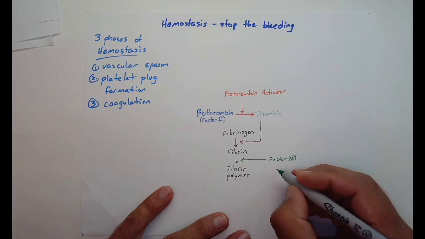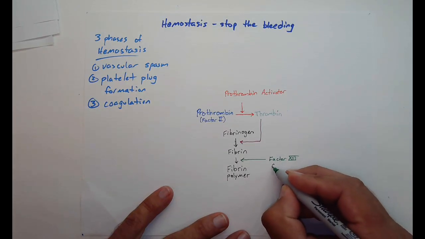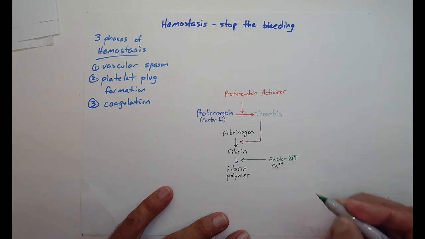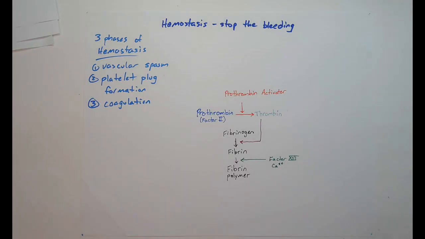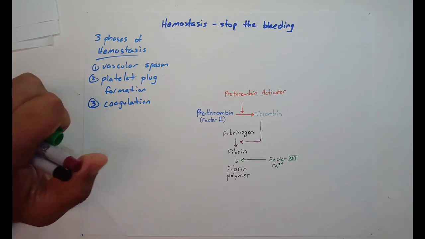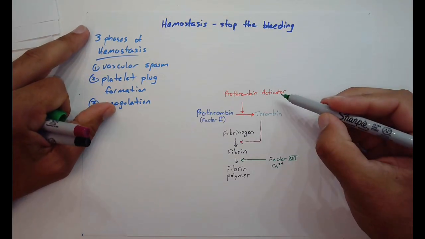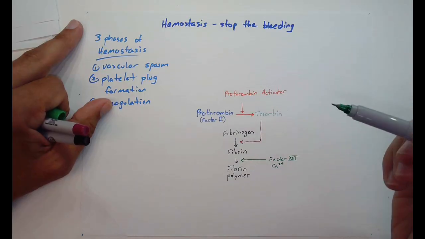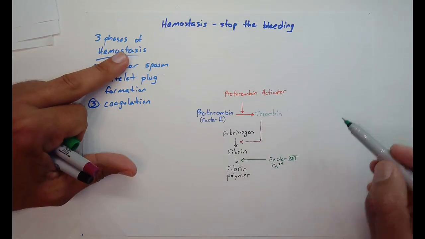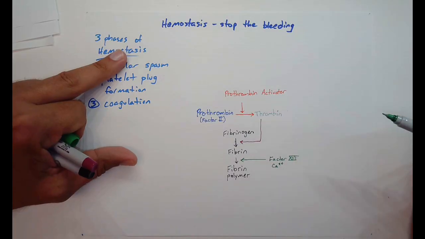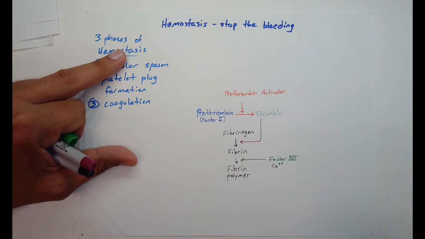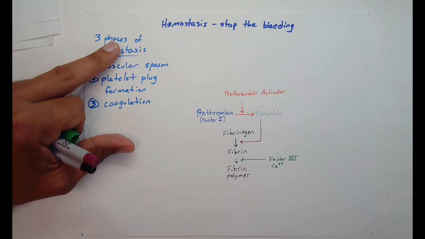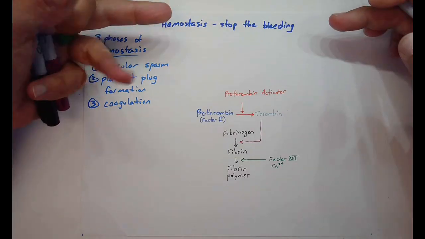What else is required in order to do this step? Good old calcium. Calcium, secondary messenger, important in so many different things. That's required for this step as well. Now this prothrombin activator is going to have some steps that are required to run it. We're going to talk about those in just a second. But again, I'm working my way backwards because I do think that this particular flowchart is much easier to learn than starting from the very top.